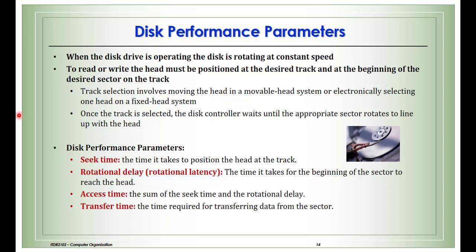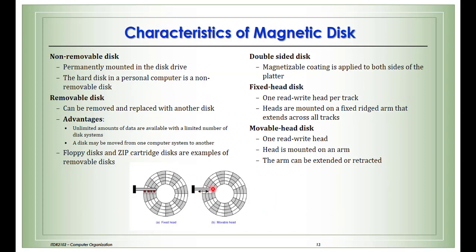For the hard disk or magnetic disk performance, we have some parameters that we can use to measure it. The first parameter is the seek time, which is the time it takes to position the read-write head at the track. For the movable head disk, the read-write head moves backward and forward to access the track. The time it takes to position the read-write head at the track is called the seek time.